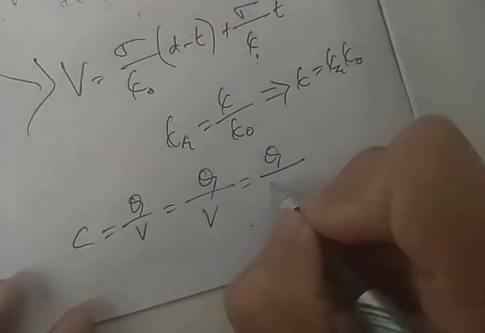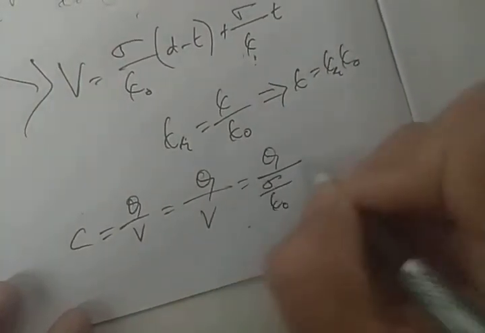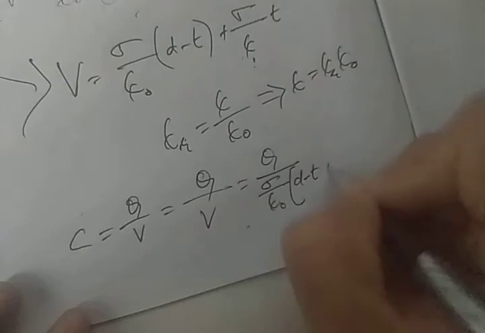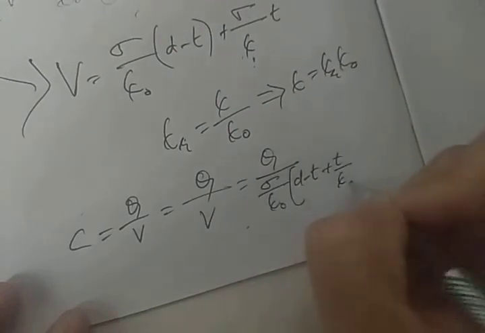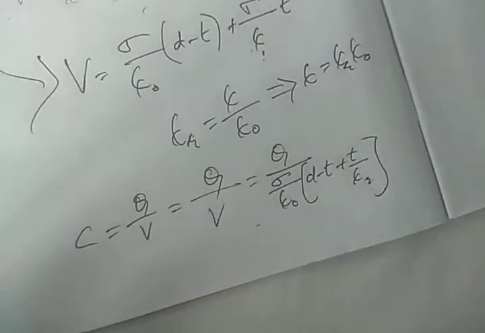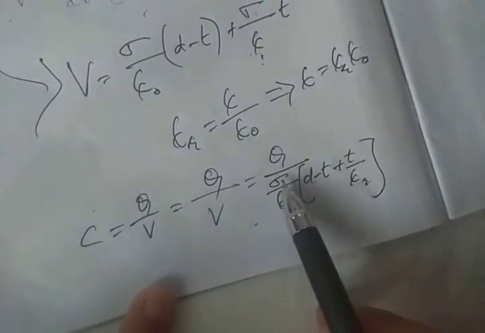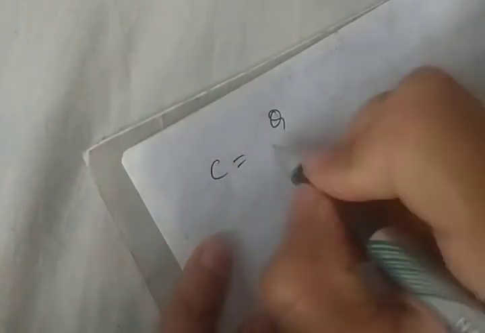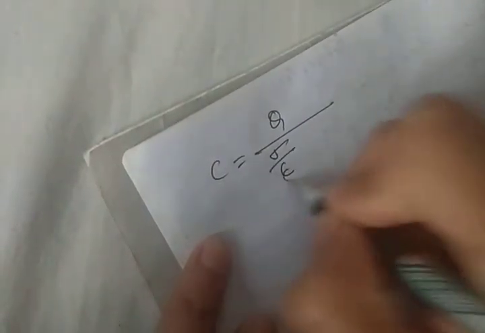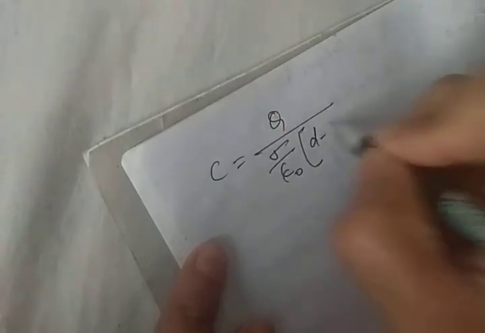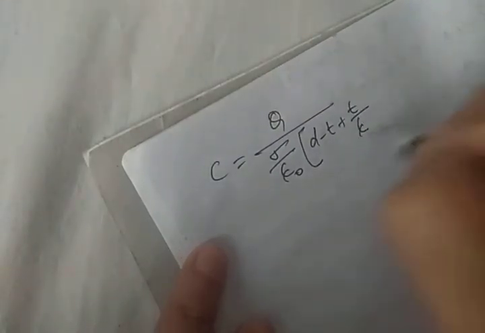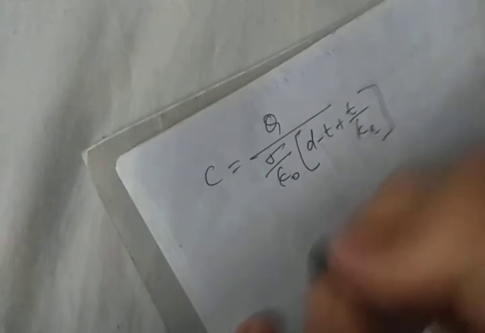So Q by sigma by epsilon naught into (d minus t plus t by epsilon r). Now sigma again is surface charge density, which is the charge divided by the area, don't forget. Let me write it over here. So capacitance is Q by, let me rewrite it, sigma by epsilon naught into (d minus t plus t by epsilon r). So this is my expression, okay?